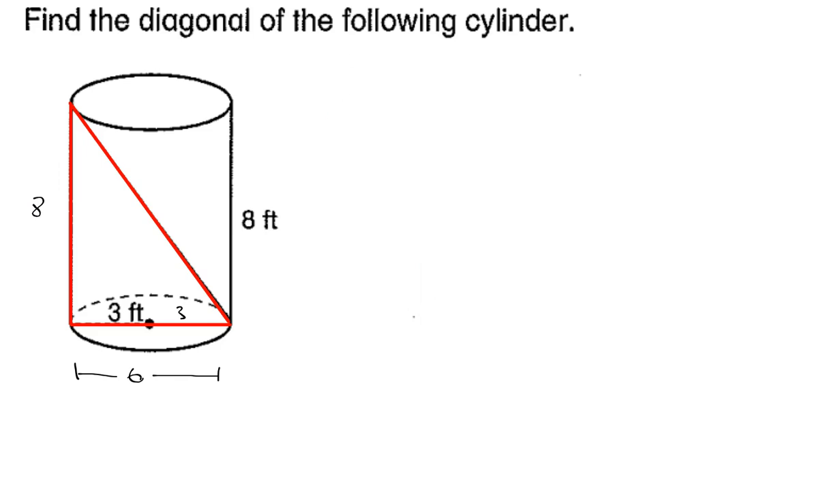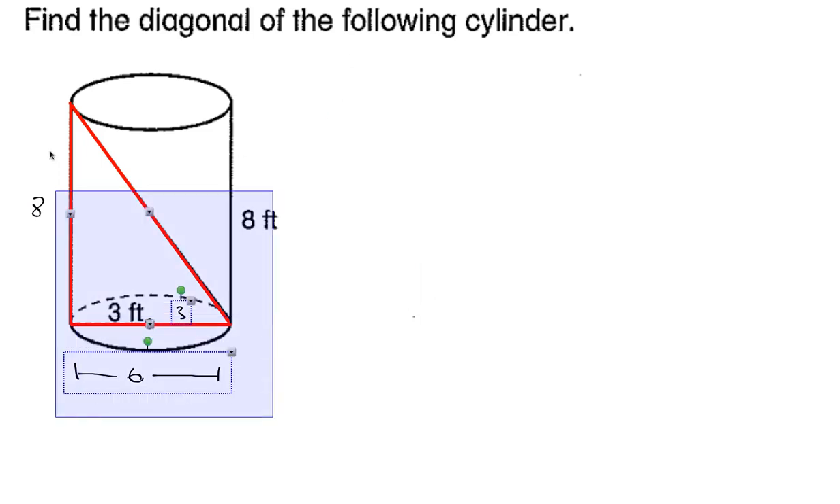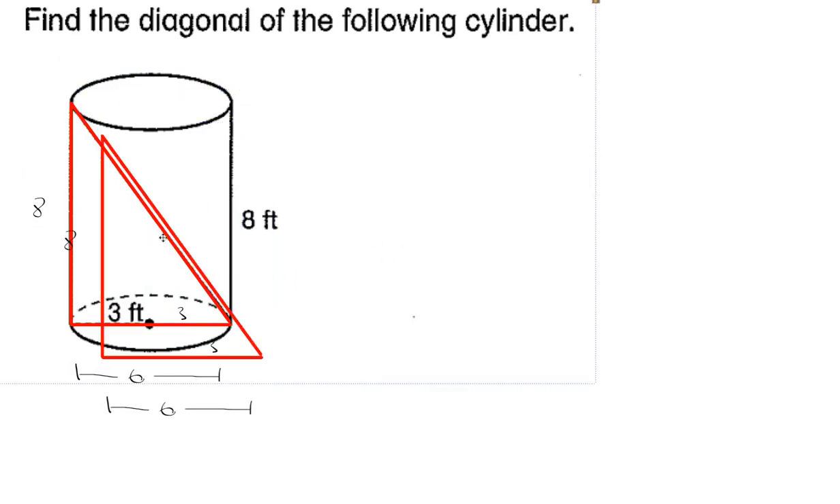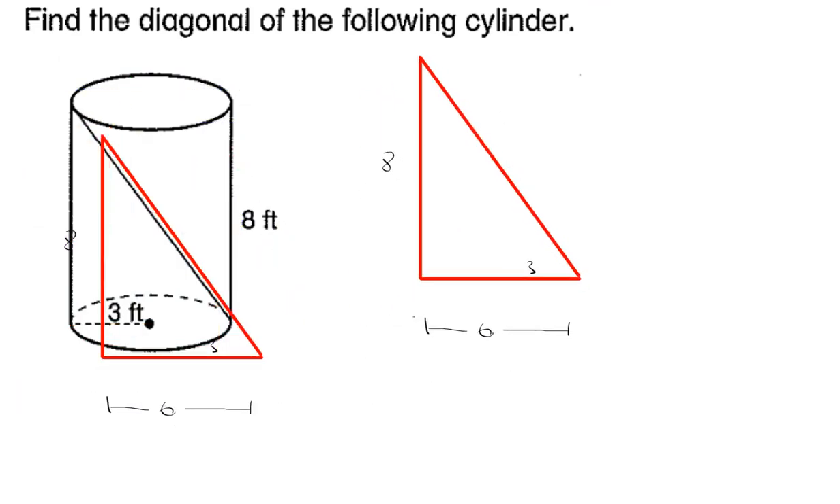So I have a right triangle. So if I take all this, just bring it over out of the picture, I have a right triangle. That's 6, 8. Can we do that without the math? 6, 8, 10. Excellent. And that comes from a 3, 4, 5 triangle. So 3 times 2 is 6. 4 times 2 is 8. 5 times 2 is 10.